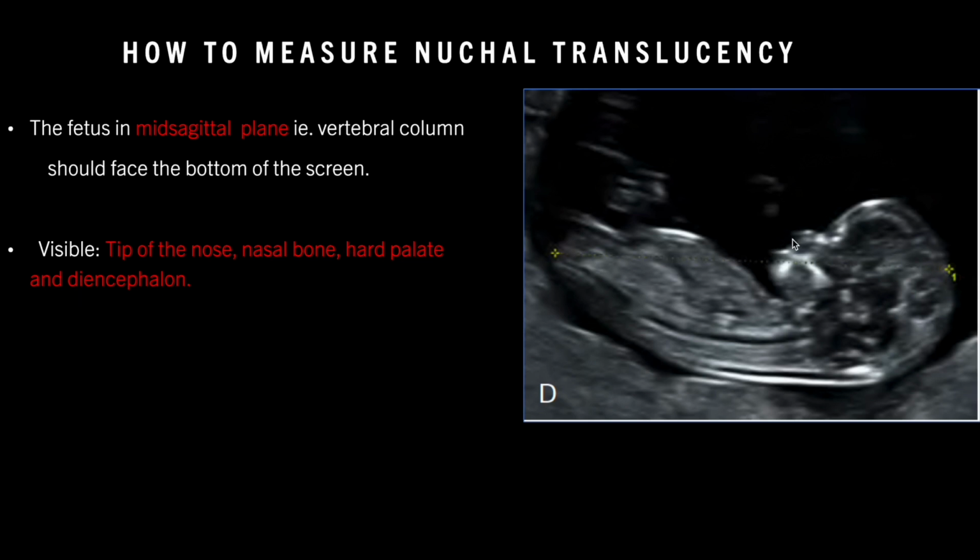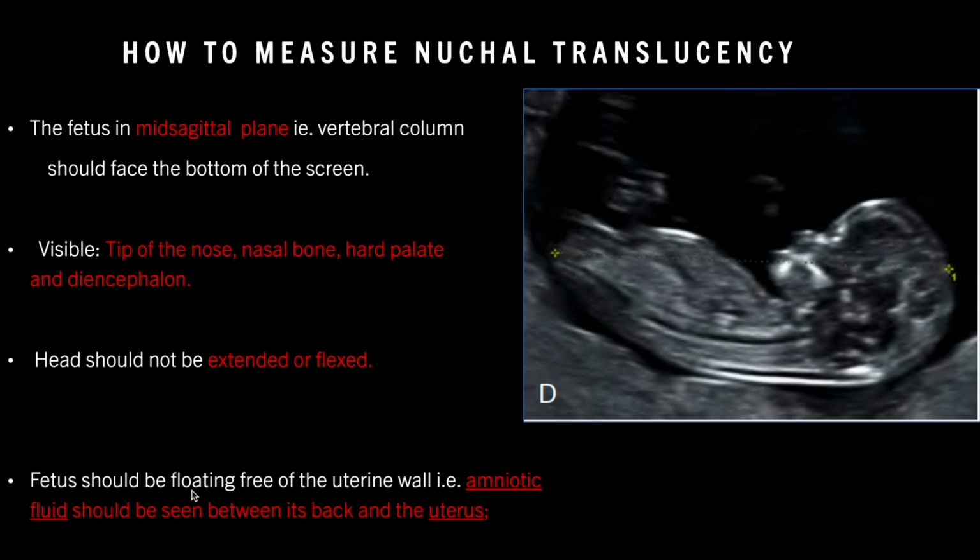So here in this diagram, we can see this is the tip of the fetal nose. This hyperechoic structure is the nasal bone. This hyperechoic structure is the hard palate, and this is the diencephalon. Here in this diagram, we can see this is the nuchal translucency. The head should not be extended or flexed. The head should be in the neutral position. For that, we have to see the space between the fetal chin and the fetal chest. If there is a small amount of amniotic fluid in between the fetal chin and the fetal chest, then we can say this is a neutral position.